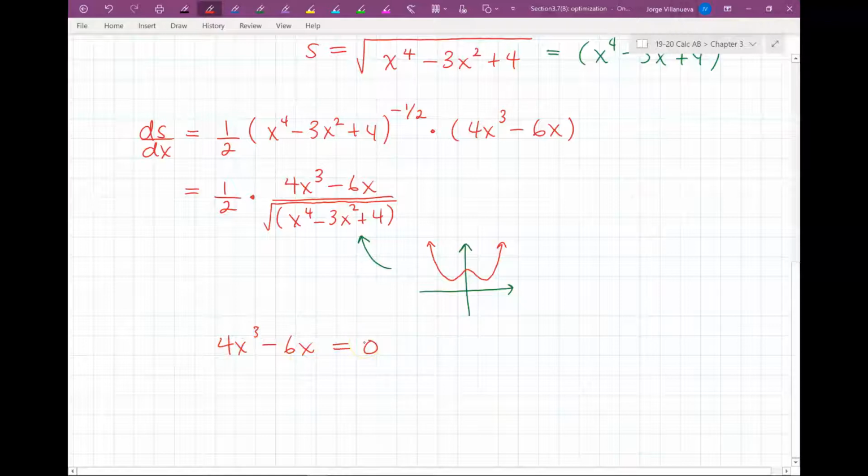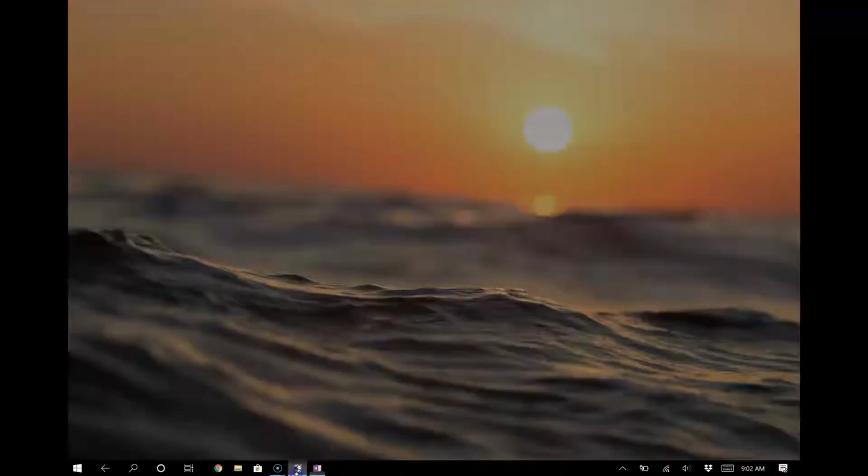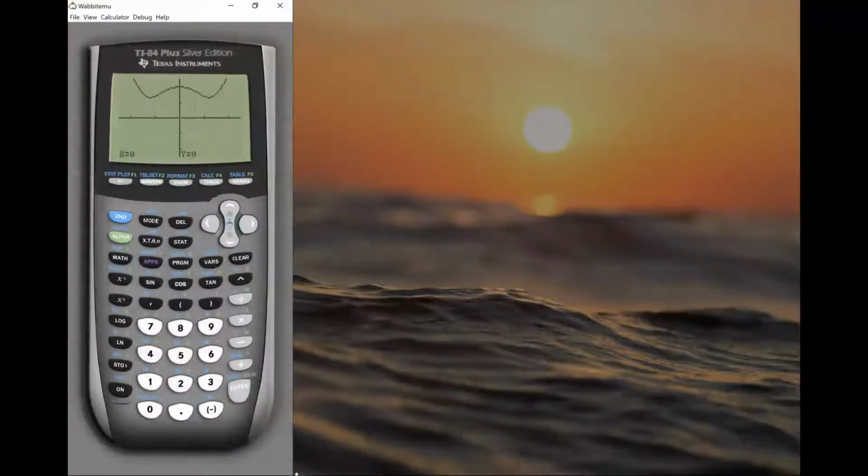Okay. Now notice right here, I could easily just solve this by factoring and stuff like that. I do recommend doing it that way. But if you don't want to, you can go back to your graphing calculator. Go to your y function. Let me erase this whole thing here. Remind me what the equation was. Was it 4x cubed minus what? 6x. Okay. And I'm going to graph it.